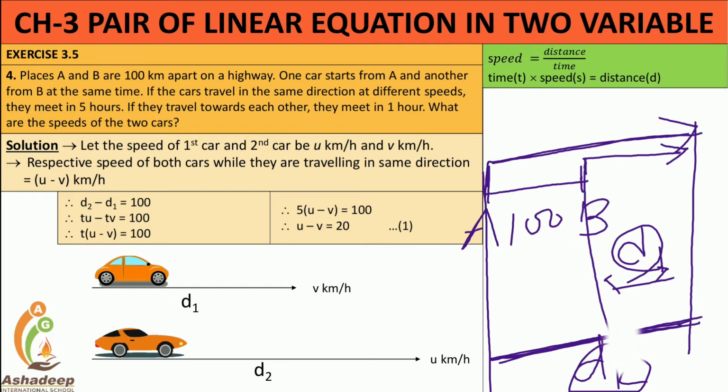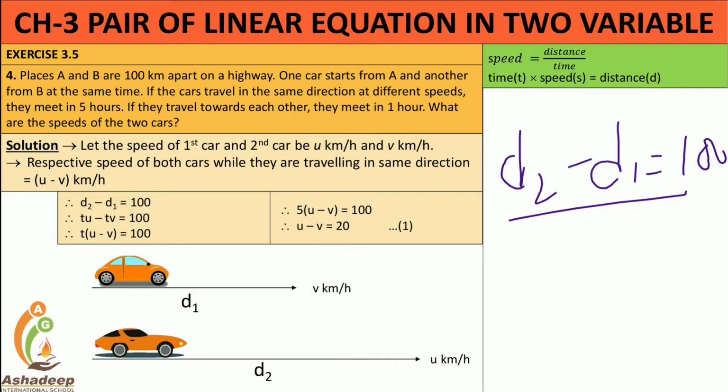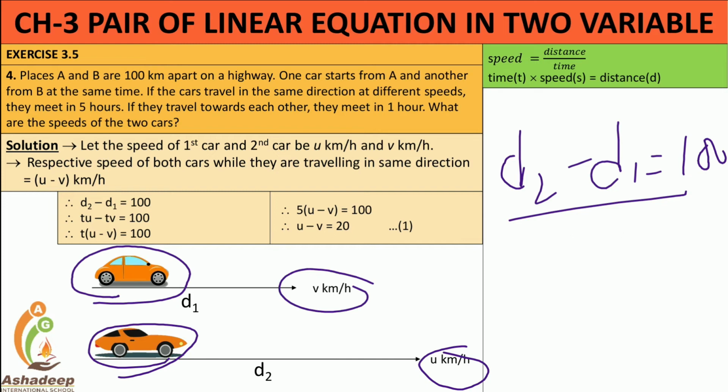what remains? Nothing but the 100. So I can say here that D2 minus D1 is equal to 100. The car which starts from A has a speed u kilometers per hour and the car which starts from B has v kilometers per hour.